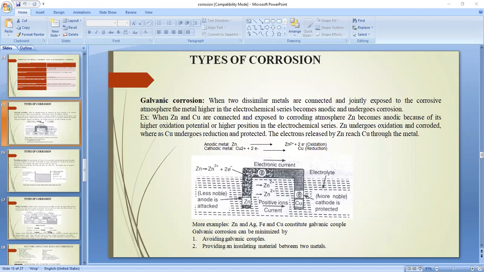So the topic which I would like to discuss today is about the types of corrosion. Generally, there are three different types of corrosion: galvanic corrosion, waterline corrosion, and pitting corrosion. So first one is about the galvanic corrosion.